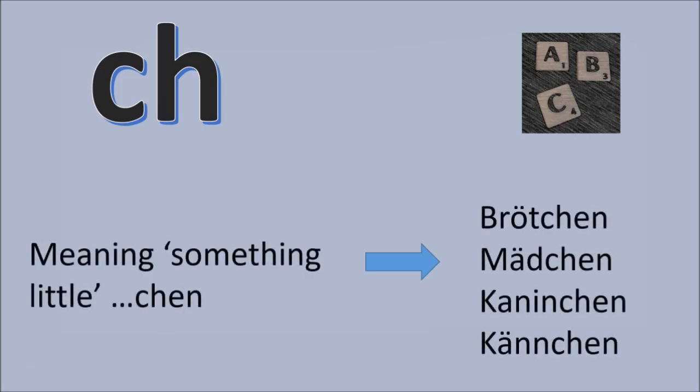And then quite often you have the CHEN, and the meaning of it is something little. So some of those neuter nouns, and that's then always chen: Brötchen, Mädchen, Kaninchen, Kännchen.